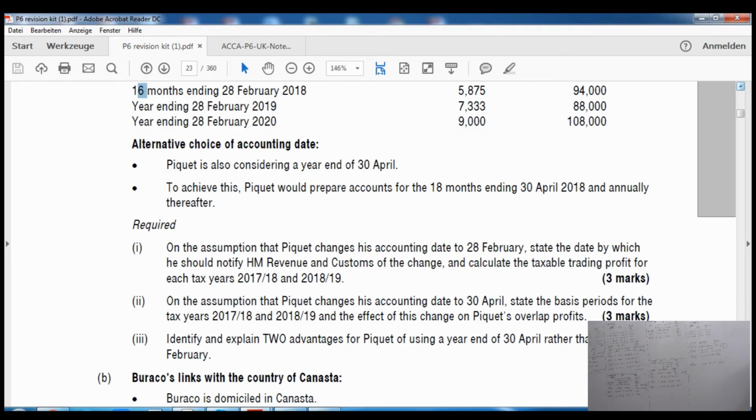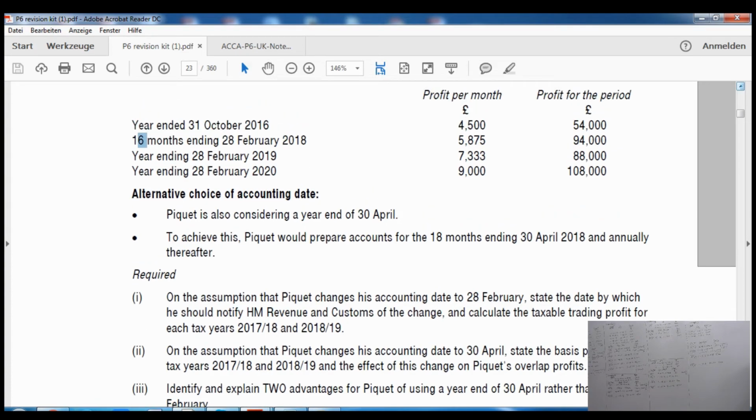So he's making change on 30th of April. So when he makes a change on 30th of April, which tax year is it going to be? If he makes a change on 30th of April 2018, this is going to be 18-19 tax year. Right. So now one accounting date is coming in 18-19 and the previous is coming in 16-17. If you look at 31st of October 2016, that is 16-17. The next date is going to be 18-19 because we are making the 30th of April accounting date.